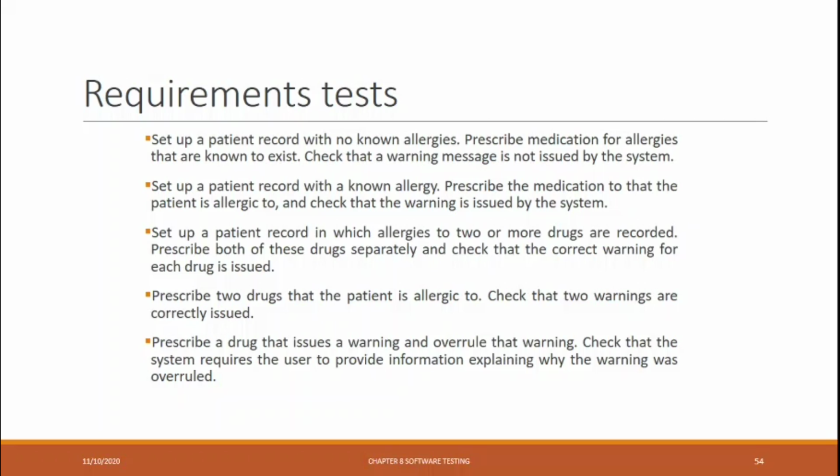And prescribe a drug that issues a warning and overrule that warning. Check that the system requires the user to provide information explaining why the warning was overruled. So these are the requirement tests that have to be taken care of in releasing the product.